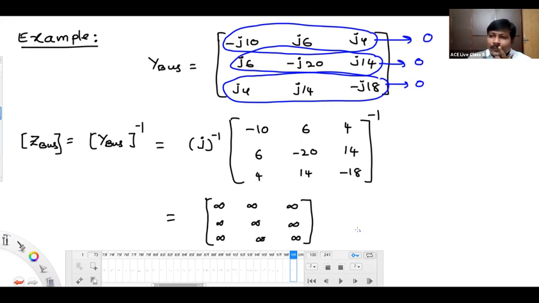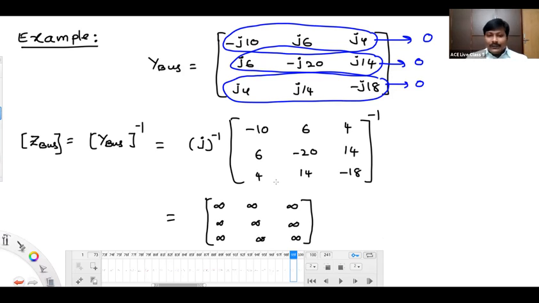What's the meaning of that? I need your response. Please tell me. First row summation 0, second row summation 0, third row summation also 0. I don't have any shunt element at bus 1, bus 2, as well as at bus 3. It means, simply, if you don't have any shunt elements in the system, it is not possible to construct the Z bus matrix.